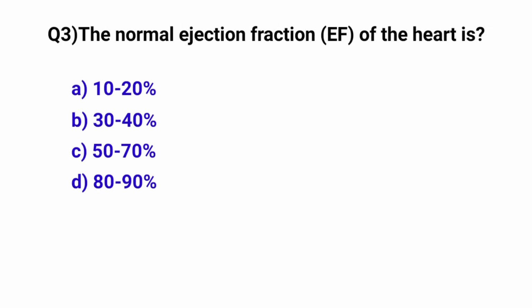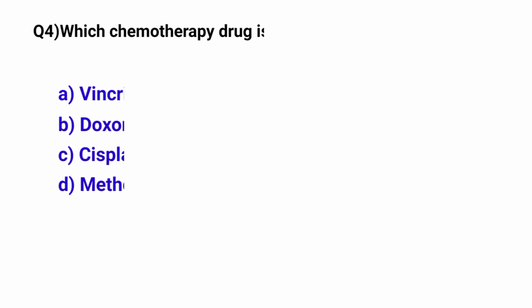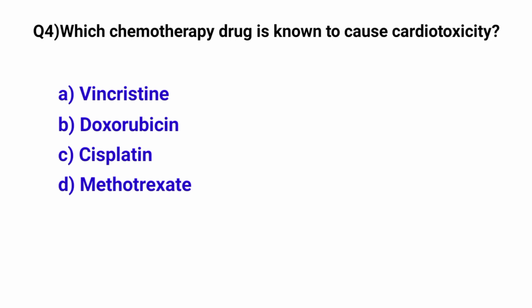Question number 3. The normal ejection fraction of the heart is. The correct option is C. 50 to 70%. Question number 4. Which chemotherapy drug is known to cause cardiotoxicity? The correct option is B. Doxorubicin.